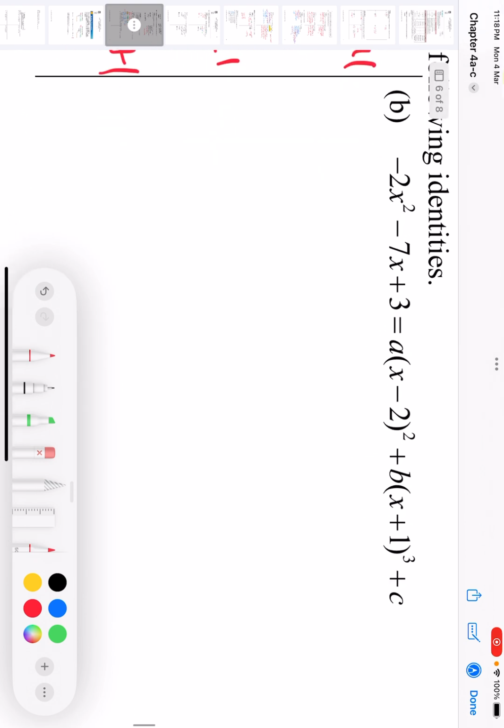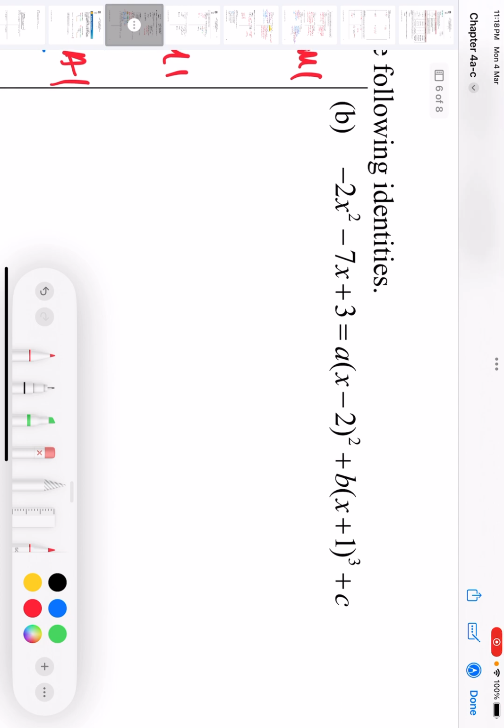Now, the first step, once we know that these are identities, what is identities? Identities means the left-hand side is equal to the right-hand side. So we can actually make comparison. Because the left-hand side is equal to the right-hand side, we can compare the coefficients of the x squared, the x, and the constants.